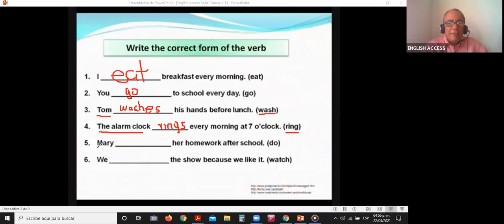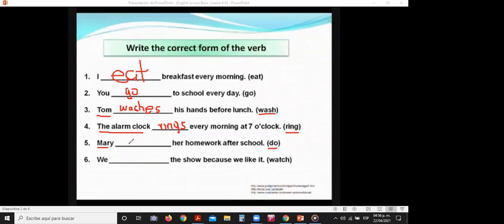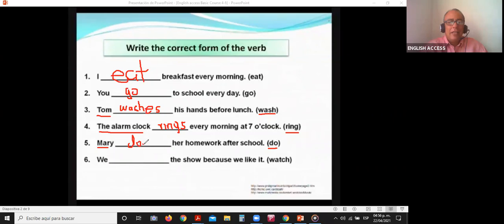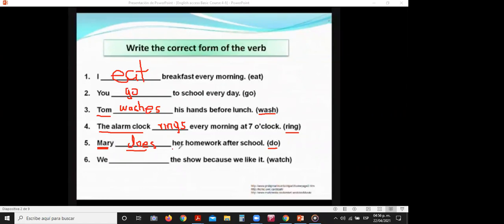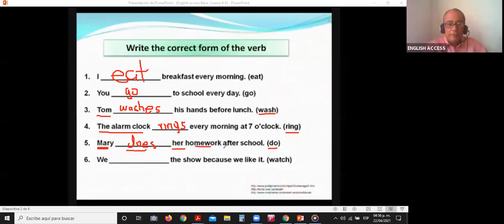Number five, this is Mary. Mary, and the verb is do. What is the conjugation here? Does, exactly. Mary does her homework after school. Repeat, please. One, two, three. Mary does her homework after school.